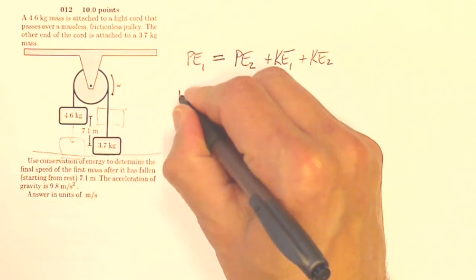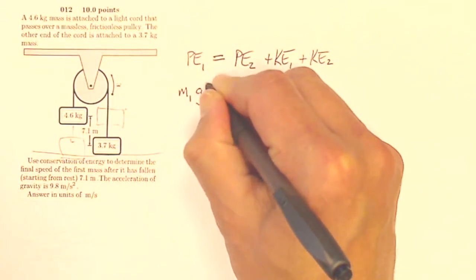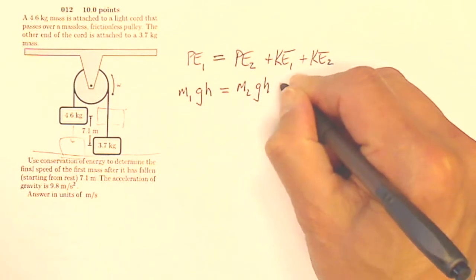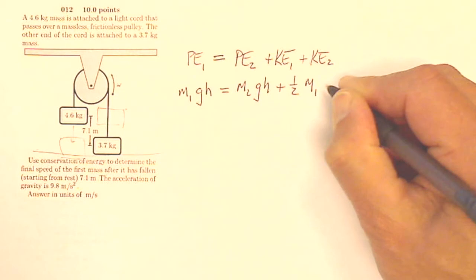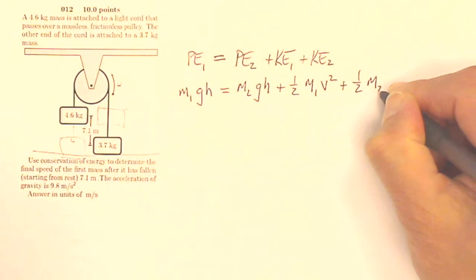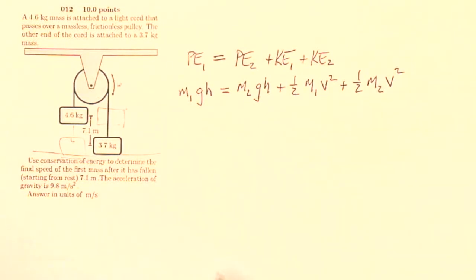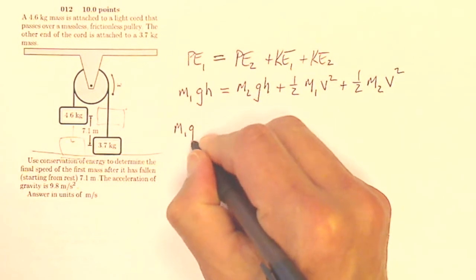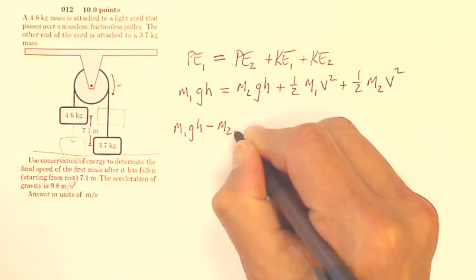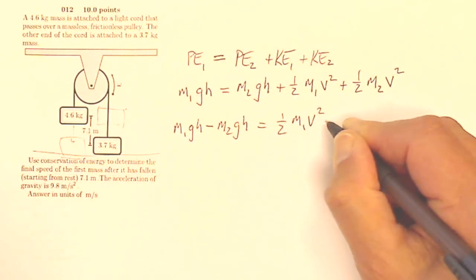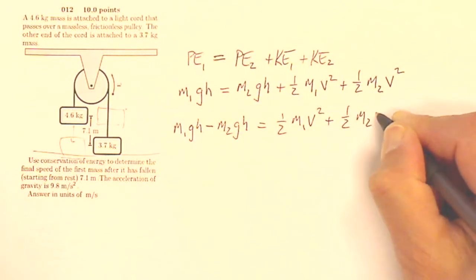So my potential energy for the first block is going to be the mass of the first block times g times the height equals the mass of the second block times g times the height plus 1/2 the mass of the first block times the velocity squared plus 1/2 the mass of the second block times the velocity squared. Now, this block and this block will wind up having the same velocity. So, if I subtract this from both sides, I will get m1 gh minus m2 gh equals 1/2 m1 v squared plus 1/2 m2 v squared.